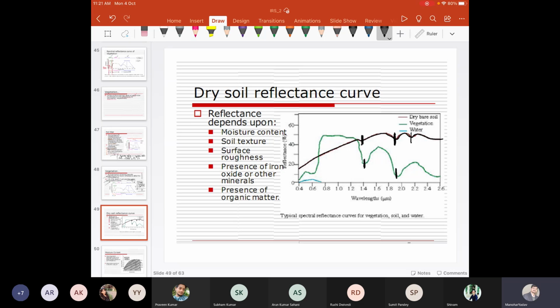So in the case of dry soil, the reflectance depends on the moisture content. What will happen if the water content increases? Then it will further depend. We'll see in the next graph. It also depends on the surface roughness, presence of iron oxide, presence of organic matter, etc. This value could be due to some other reason, because at this point we don't have a water absorption band.